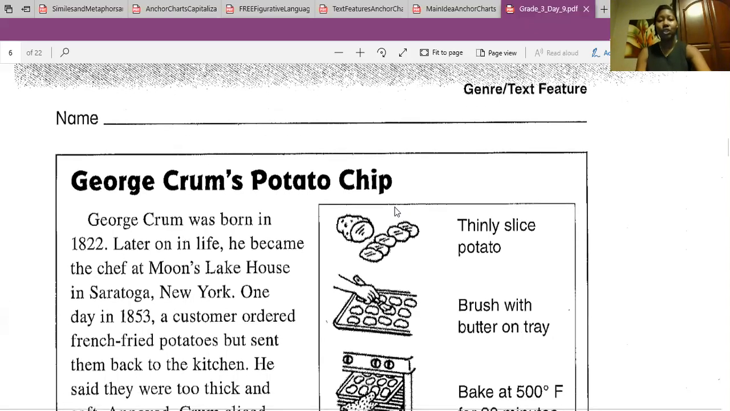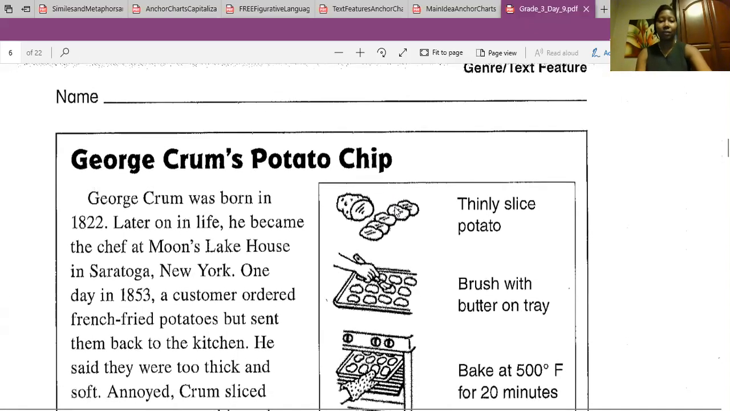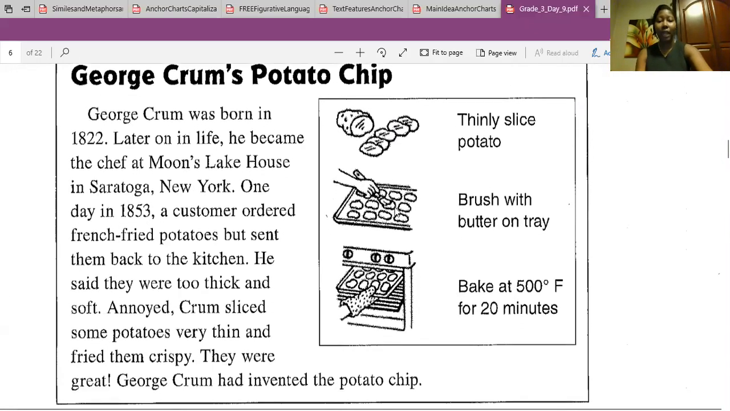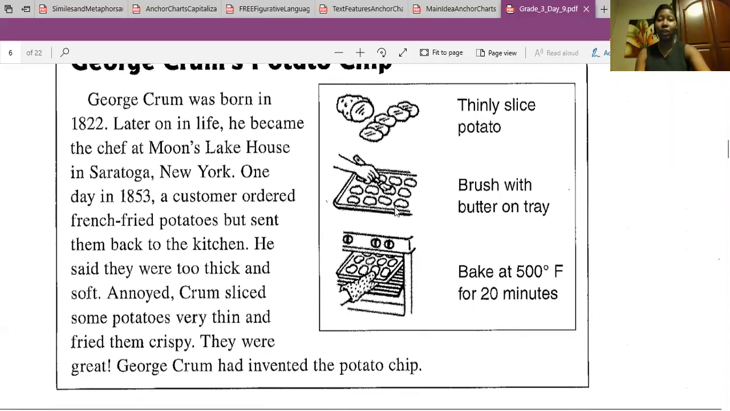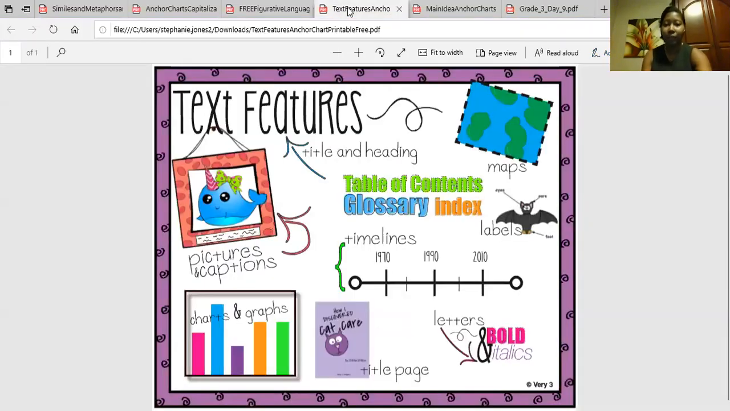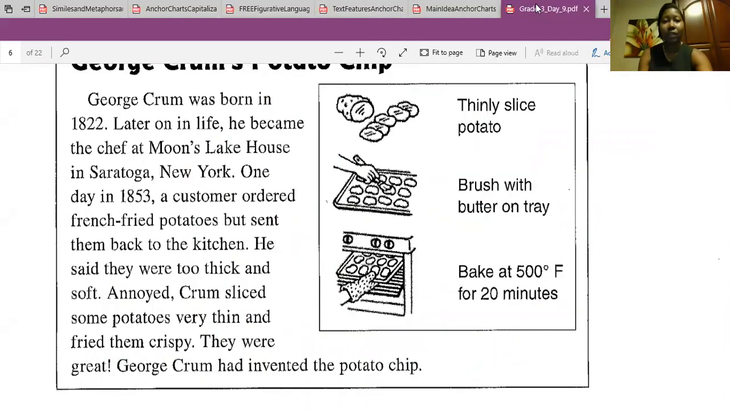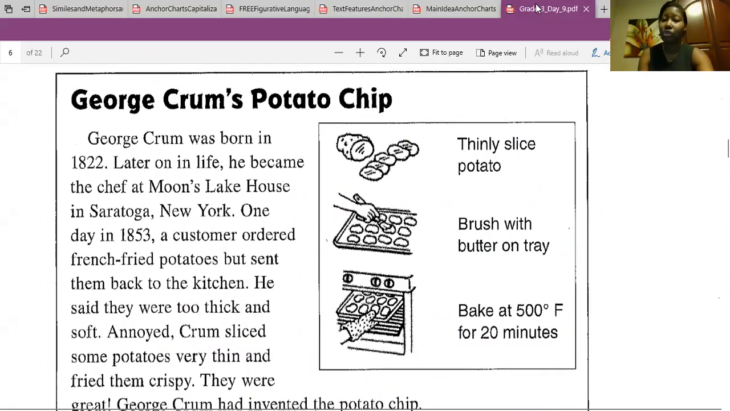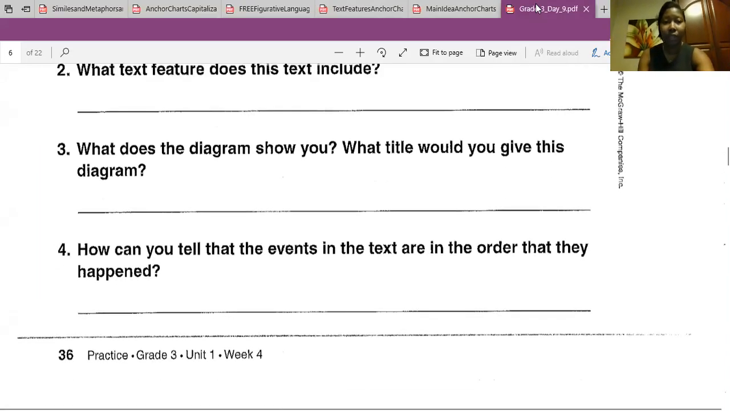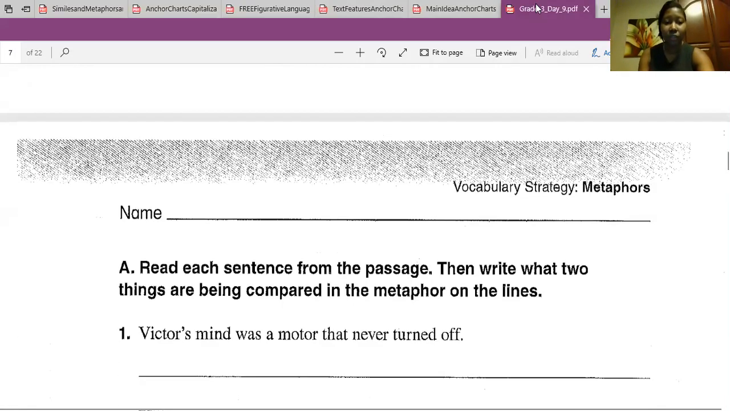Then you'll read this short text. It's on genre and text feature. We know what text features are, right? Because we just spoke about it. These are text features. So you'll read about George Crumb's potato chip. Then you'll answer the questions.